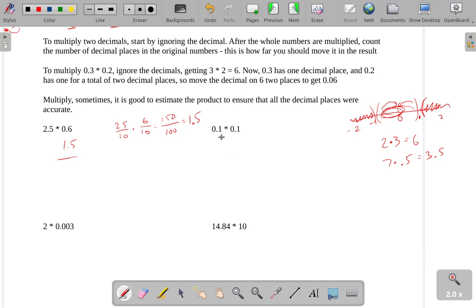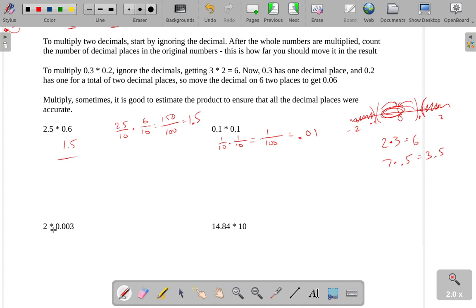We could do the same thing here. 1/10 times 1/10. Each of these are 1/10. 1 times 1 is 1. 10 times 10 is 100. And this, we'd have to move the decimal place 2 places. We get 0.01. We get 1/100th. And I could do the same things with the rest of these.